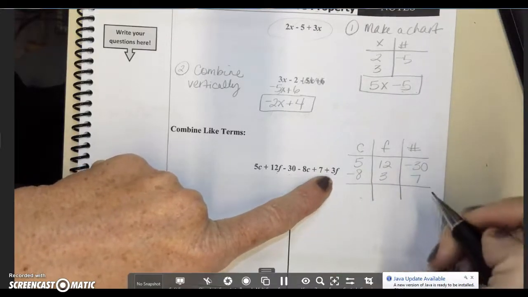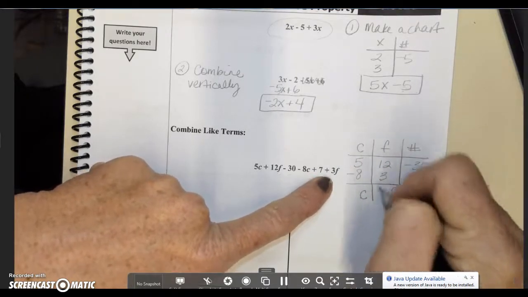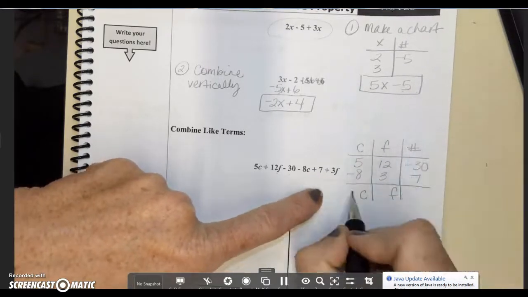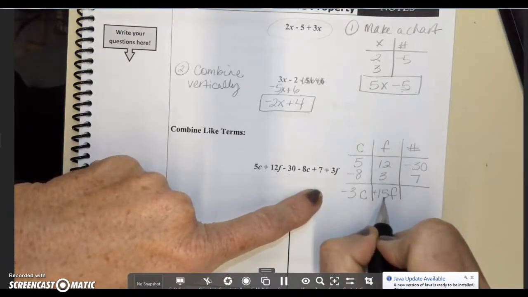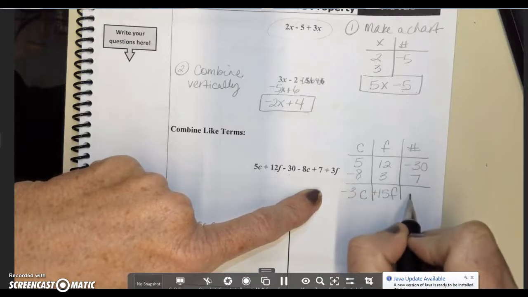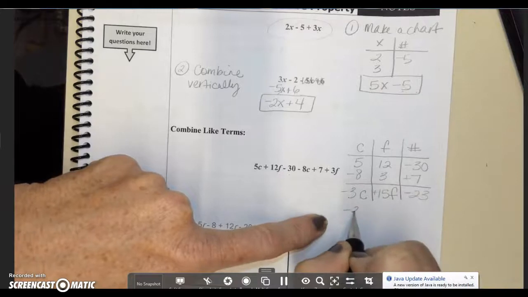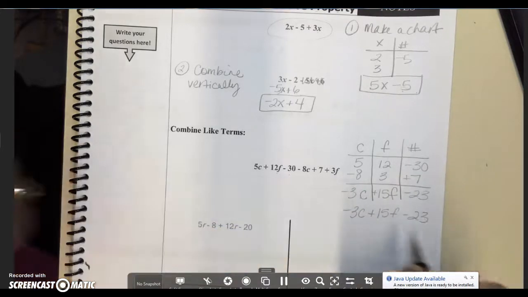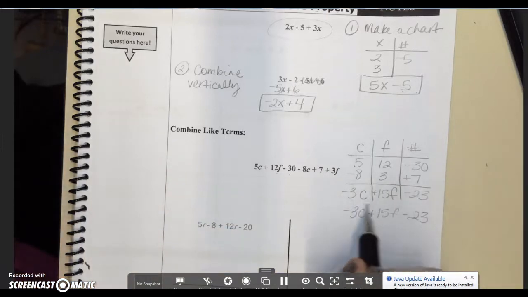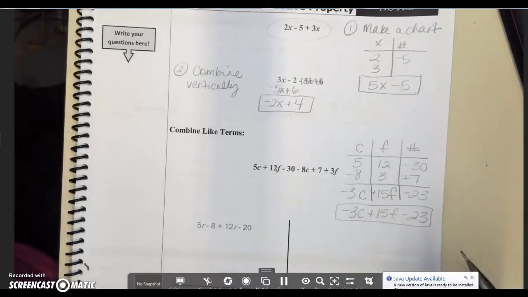And then I'm just going to total them up. Put your c down and your f down, because those are the variables that go with each of those. So 5 minus 8 is negative 3, 12 plus 3 is positive 15, and negative 30 plus 7 is negative 23. So when you combine those, you get negative 3c plus 15f minus 23. And you're going to stop. You don't add those numbers together because the negative 3 is attached to the c, the 15 is attached to the f. They're not the same thing.